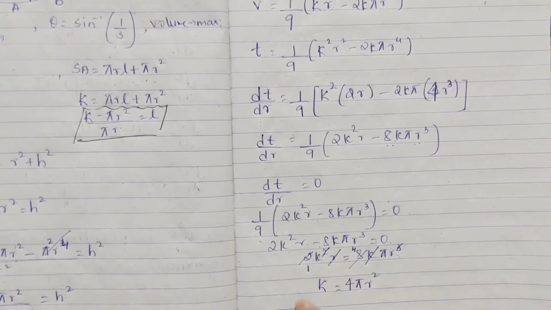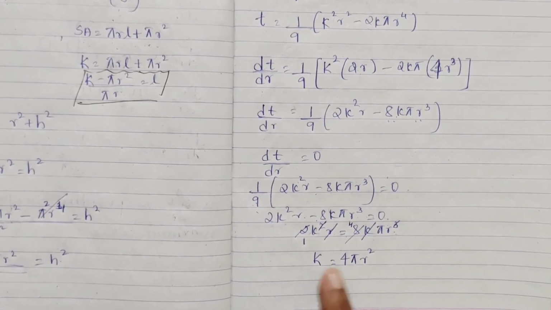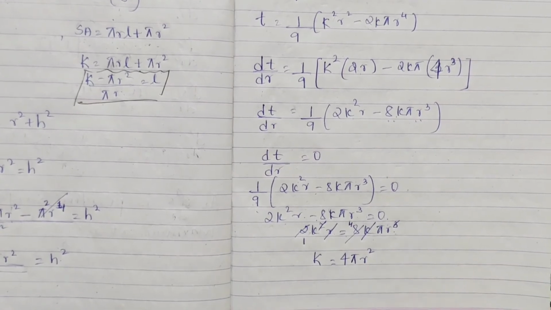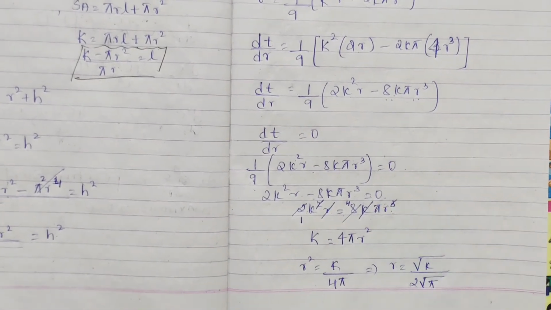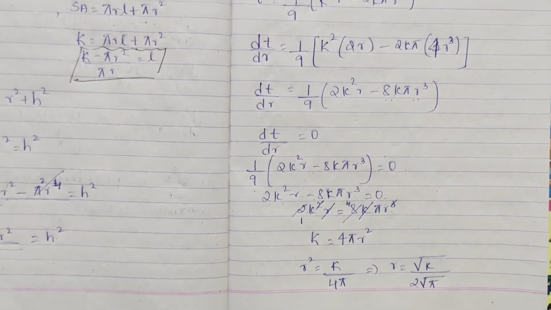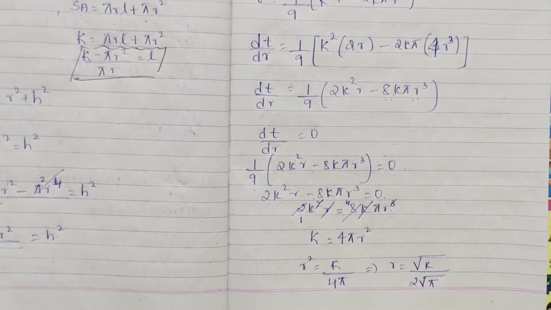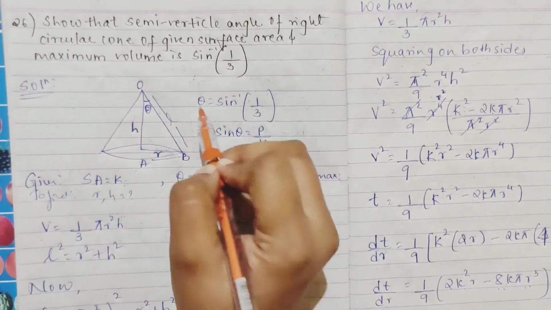But we want the value of r. So to find the value of r, it will be root only, right? So you have got r is equal to root k by 2 root π. Here what they have asked you is to show that θ is sin inverse 1/3. So your sin θ, we have to show this, right? This you have to show.